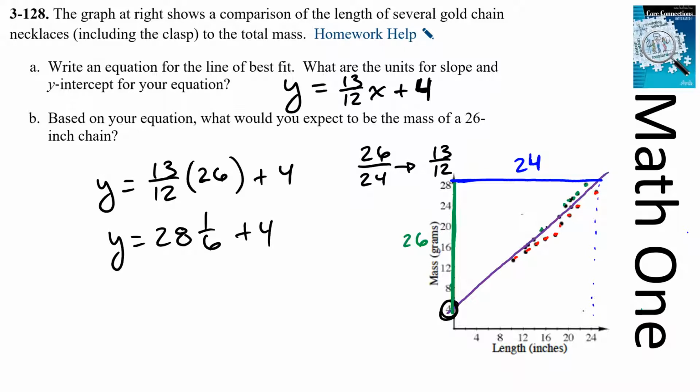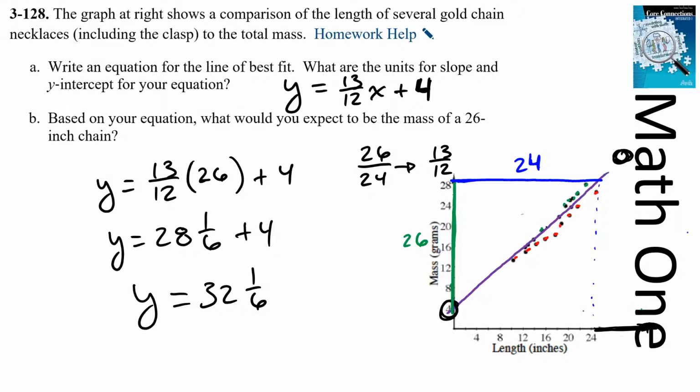And I'm going to add 4 to that. So I'm getting y is 28, 29, 30, 31, 32. About 32 and a quarter. Oh no, and a sixth, 1/6. And I can write that as some decimal equivalent. But you know, it's about 32 grams. And if you look at it, you can see if I was to extend this graph out to 26, somewhere up in here is basically a chain that has a mass of 32 grams.